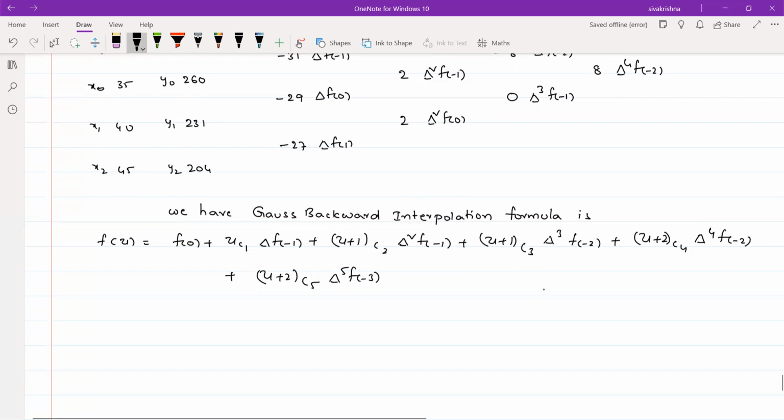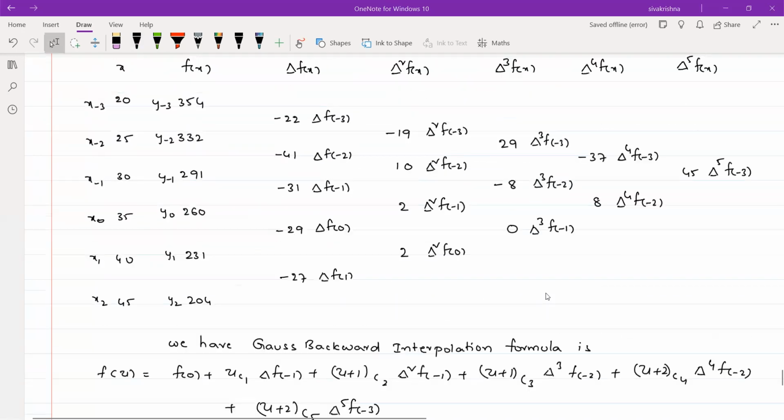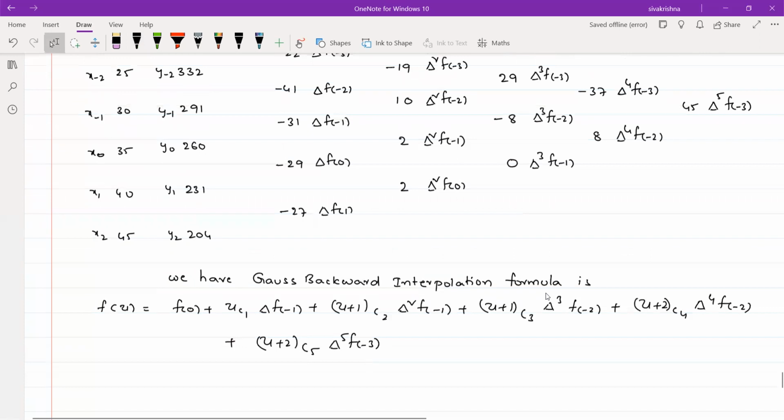Now coming to the values in the formula, the first value in the formula is f of 0. Here f of 0 is nothing but y naught, so y naught can also be treated as f of 0. Okay, so this is the first value. After that we require delta f of minus 1. So here it is delta f of minus 1.